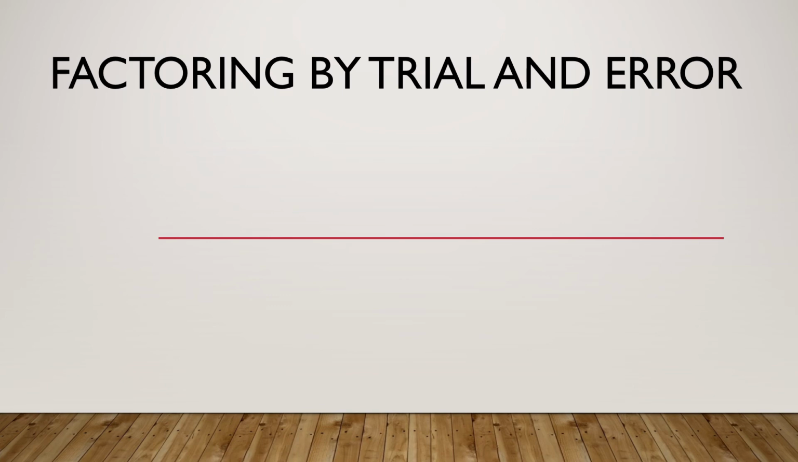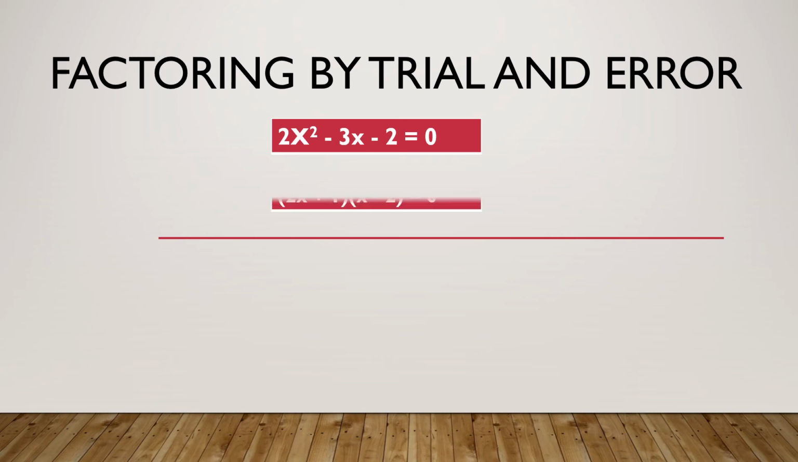Okay, let's have another example, still under the trial and error method. So the given is 2x squared minus 3x minus 2 equals 0. So first look for the factors. So we have the factors 2x plus 1 and x minus 2.